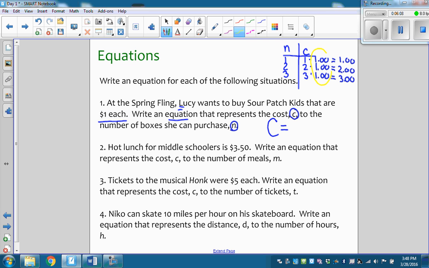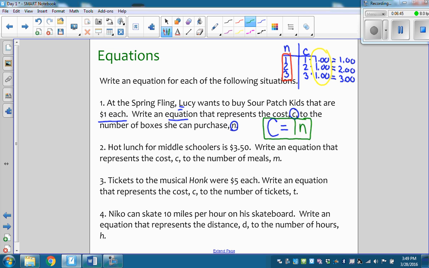this $1 is in all 3 problems. So I have to say the cost is $1, and I'm not going to put the decimals in because it's a whole number, times the variable which changes. The variable here changes, and it's the number of boxes. So my cost is 1 times the number of boxes. And that's my whole equation. Cost is 1 times the number of boxes.